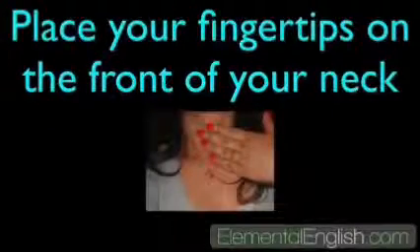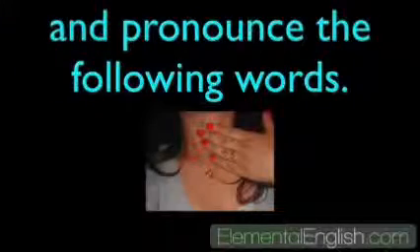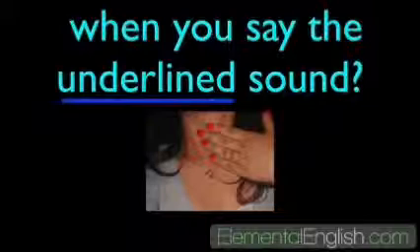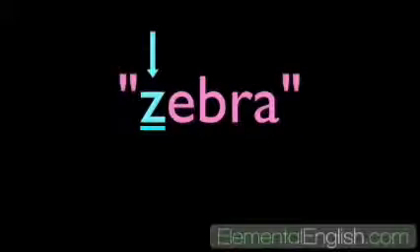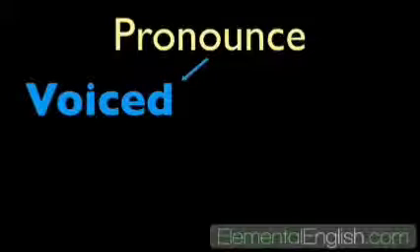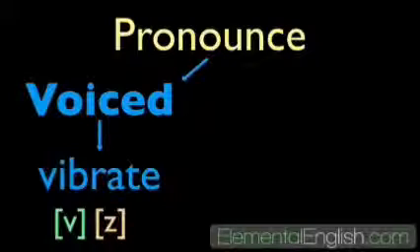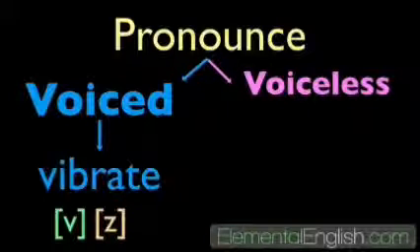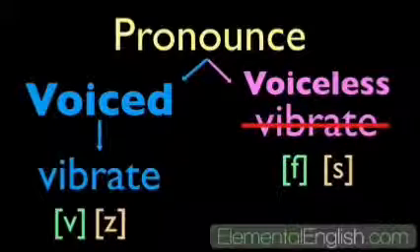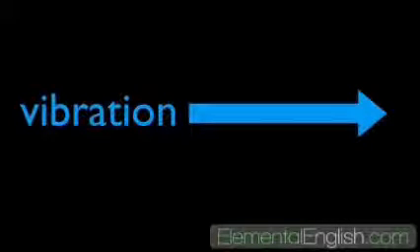Place your fingertips on the front of your neck and pronounce the following words. What do you feel on your fingers when you say the underlined sound? Vow. Fake. Zebra. Snake. When we pronounce voiced sounds, our vocal cords vibrate when we say those sounds. V, z. Did you feel the vibration? When we pronounce voiceless sounds, our vocal cords do not vibrate. F, s. No vibration.